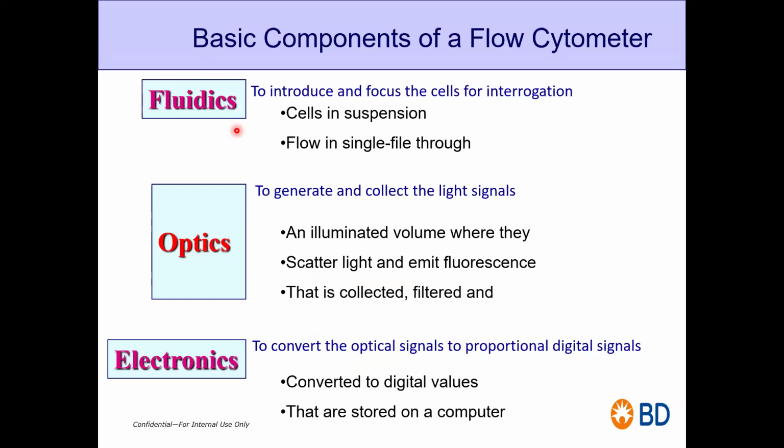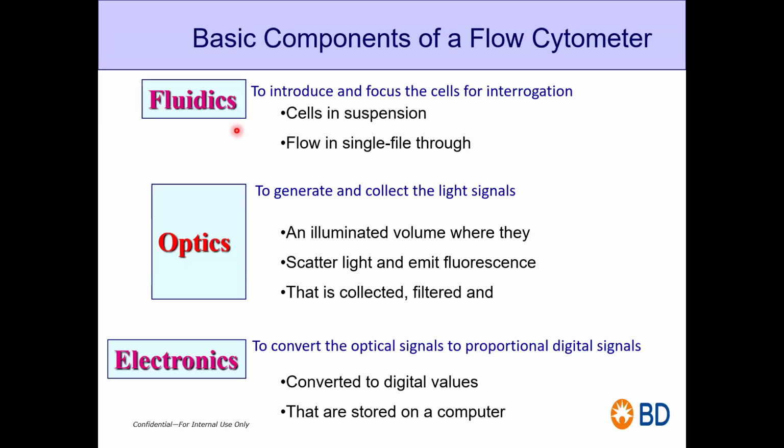Any flow cytometer, whether it's BD, Beckman, Thermo, any company, all of them have these three basic components, which are fluidics, optics, and electronics. And these are important. It's like we have brain, heart, and other important organs in our body. The same is true of these parts for the flow cytometer.